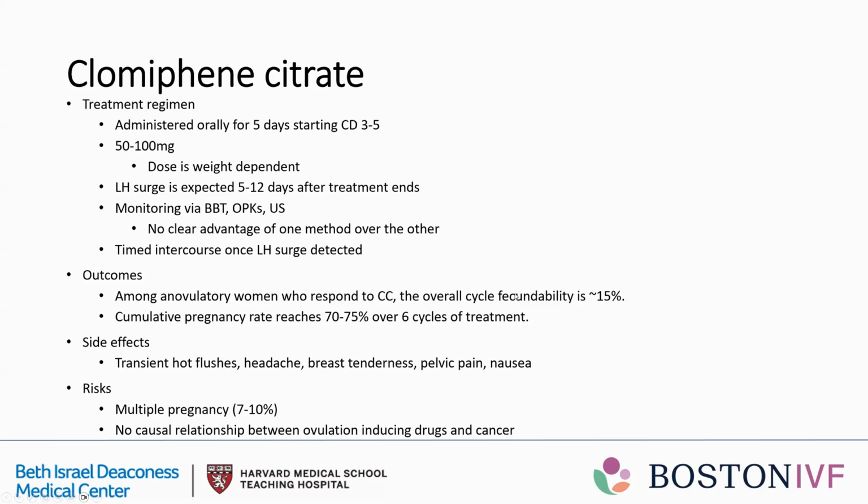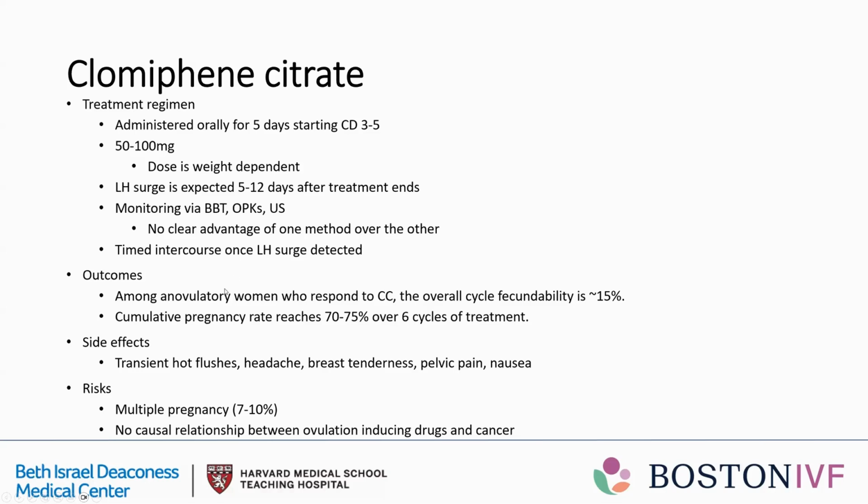So their chance of conception per month is less than 5%. So we are increasing their chances by adding this agent. So it increases to about 15%. The cumulative pregnancy rate reaches 70 to 75% over 6 cycles of treatment.